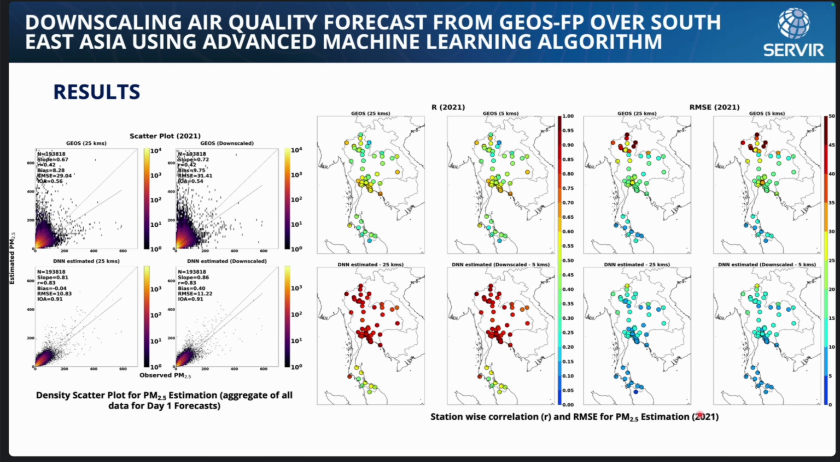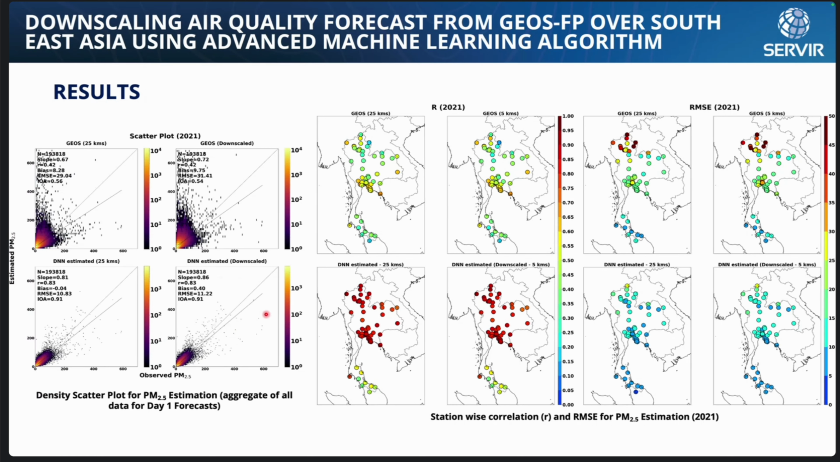Here are some results and performance evaluation of the model. On the left, we see a scatter density plot for all the different models. Top left is the GEOS native 25 kilometer resolution scatter plot. On the top right is the GEOS downscaled 5 kilometer version. At the bottom, we have the bias corrected 25 kilometer version, and the last plot is the 5 kilometer version.